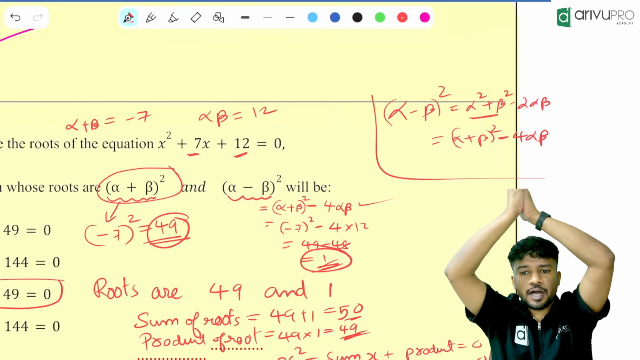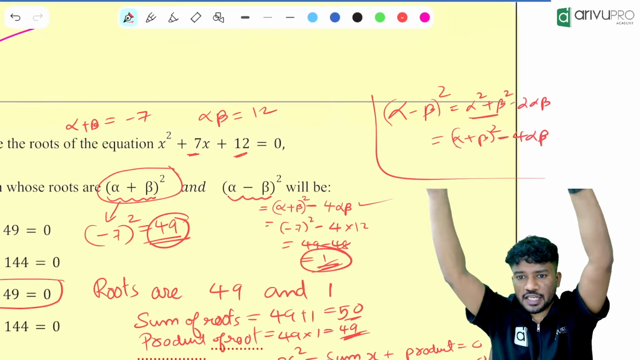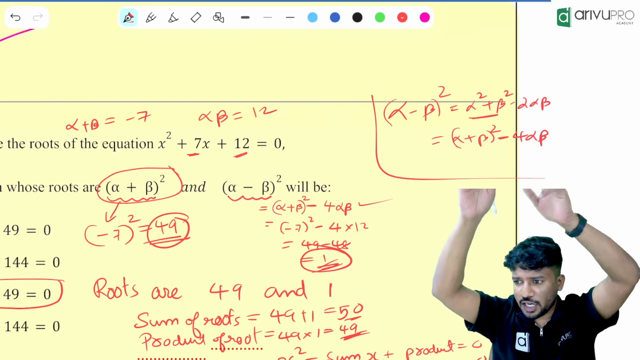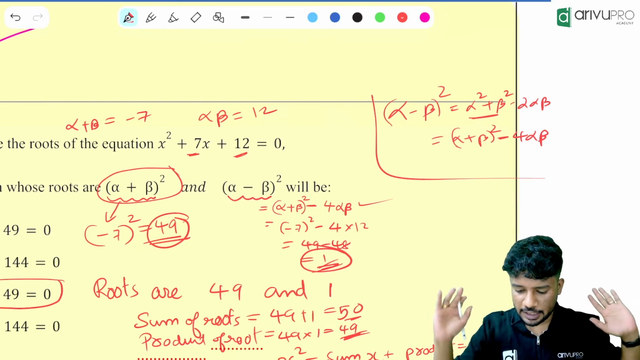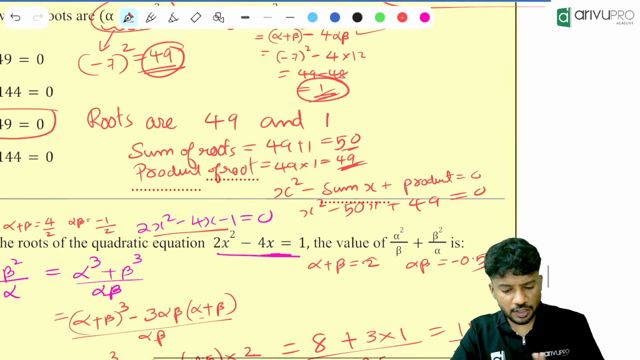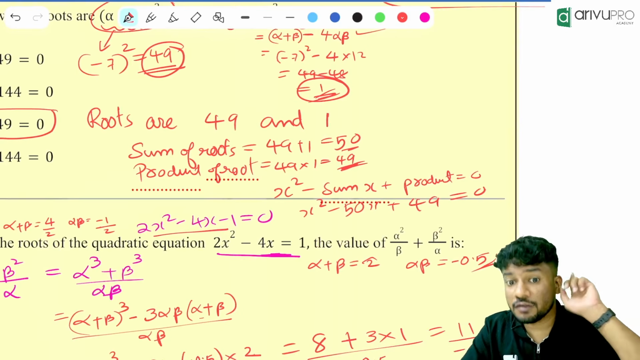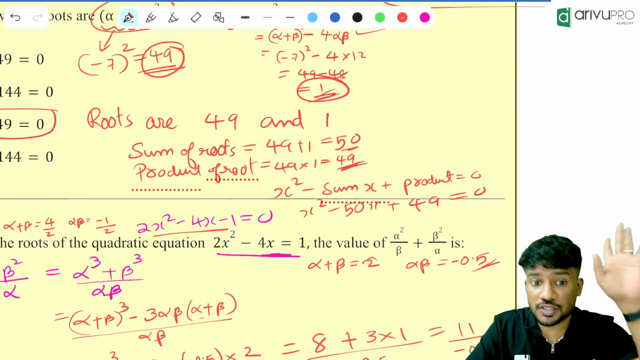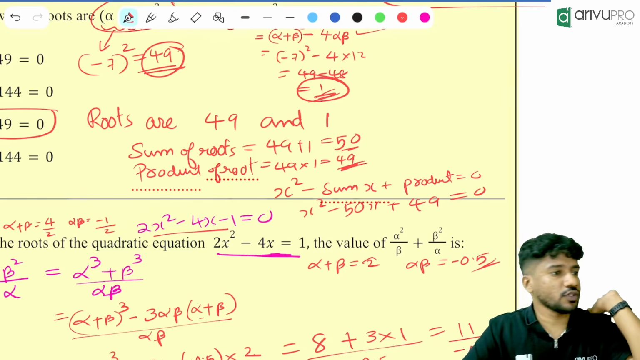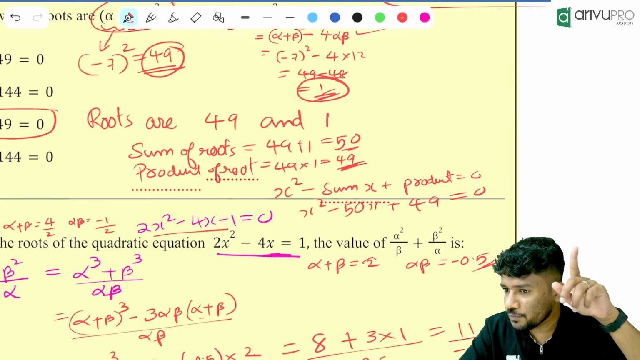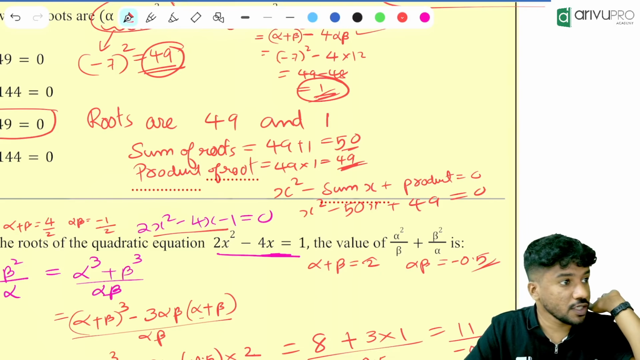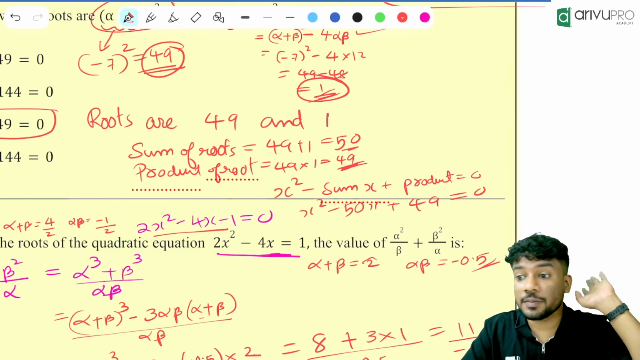Sum of the roots will be how much? 49 plus 1, that is 50. Product of the roots is how much? 49 into 1, that is 49. Then people, what is remaining? Nothing is remaining. Go for the general formula: x square minus sum of the roots into x plus product of the roots. You got the answer. That's how it is done. I hope everyone understood this question. If anyone is having doubt, tell me right now.